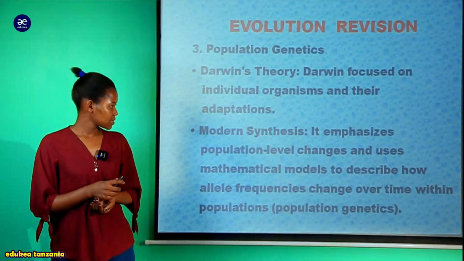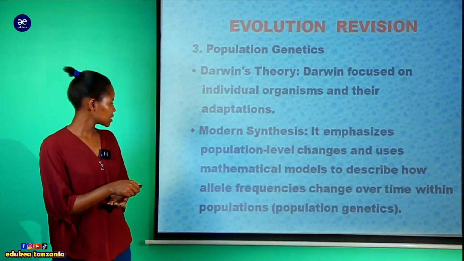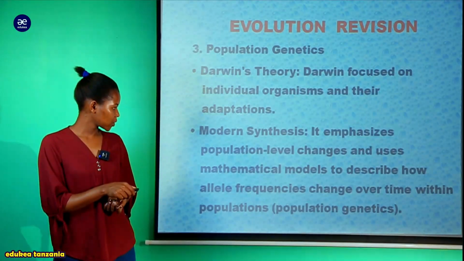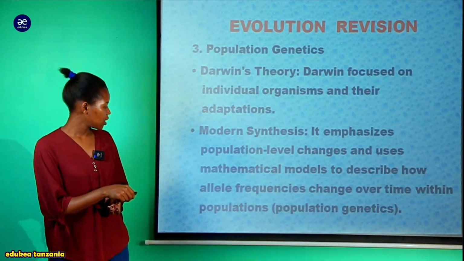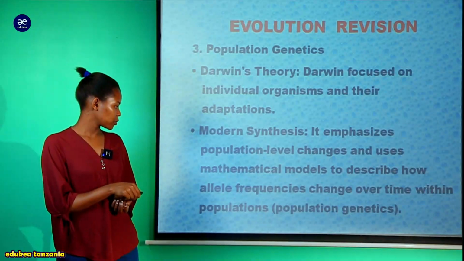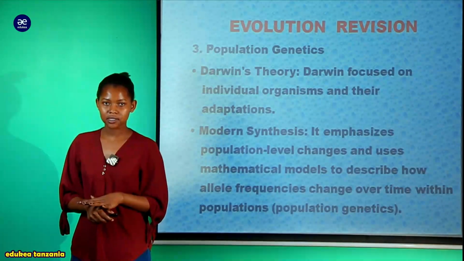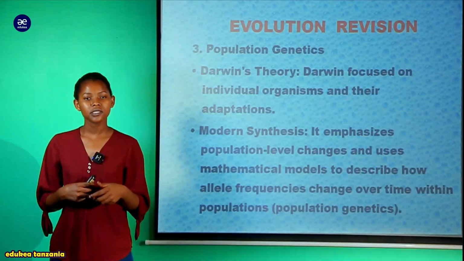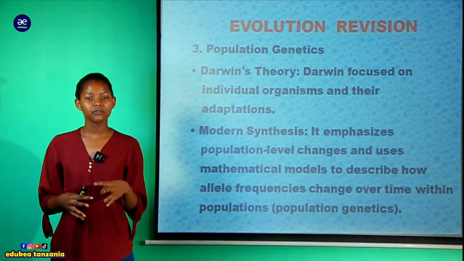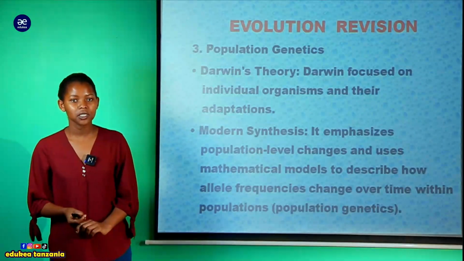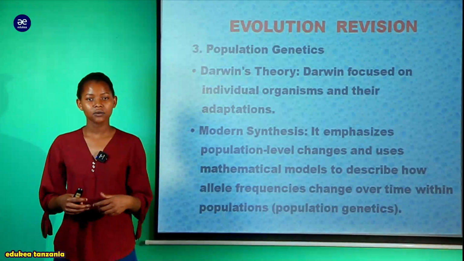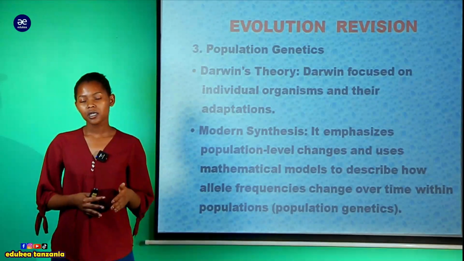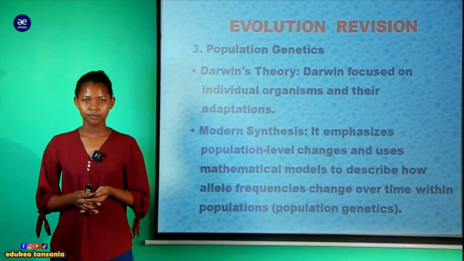Tukija kwenye modern synthesis theory, you can see it emphasizes population level changes and uses mathematical models to describe how allele frequencies change over time within populations, that is population genetics. So, modern synthesis theory ili consider population genetics kwa kuonyesha ni kivipi evolution inatokea katika population, na ali involve mathematical calculations kuonyesha alleles ni kivipi zina change kutoka generation moja na generation nyingine.